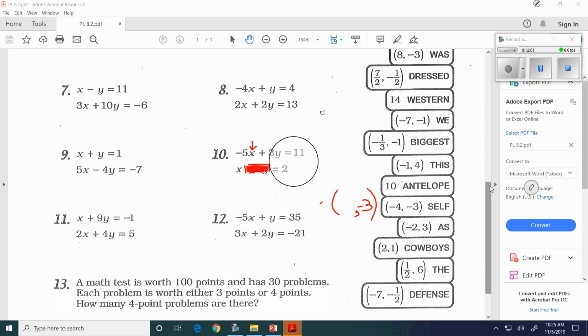I'm going to get this out of the way because I ran out of room again. We're going to plug this back in to one of the equations. Now, when I move this to the other side, you can either use the original equation or you can use this one, whichever one you like. I'm going to plug it in right here with a negative 3. So that would be 2 minus 6, which is a negative 4. So our answer would be negative 4, negative 3.